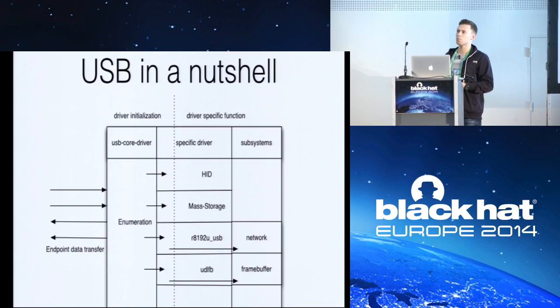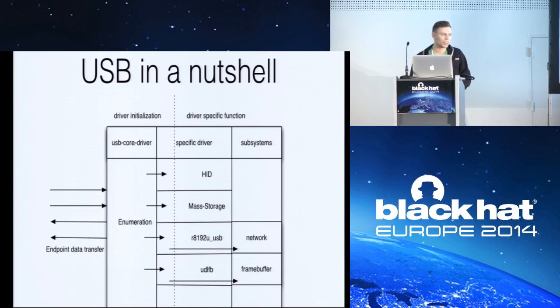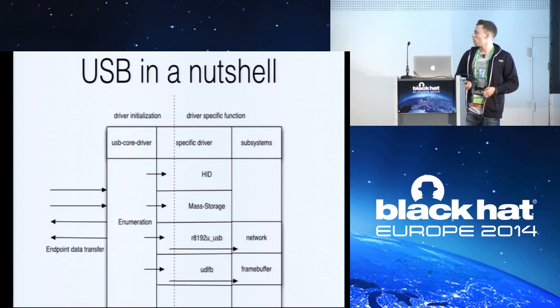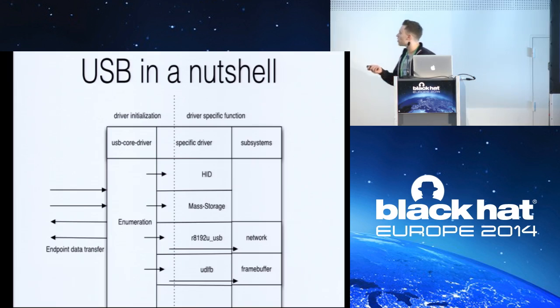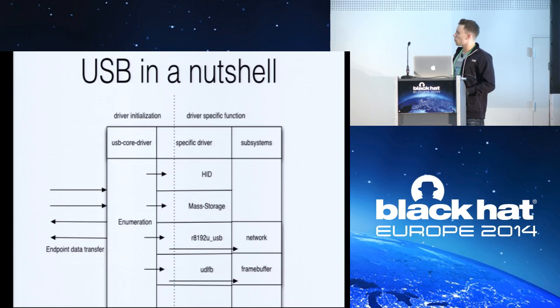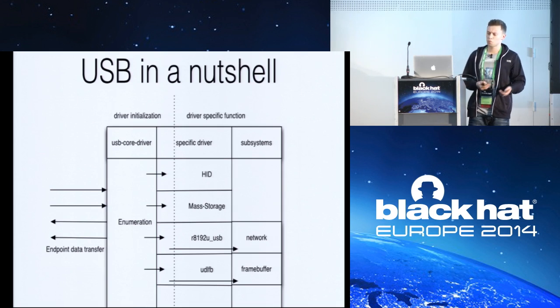And there is some information like the power consumption, the identification number of the vendor and product, and so on. Based on this information, the USB core driver selects the best fitting driver. And well, we got some of them. There are the HID driver for human interface devices like keyboards, mice and joysticks, and the mass storage driver for USB sticks. And of course, there are some vendor-specific drivers, for example, a Wi-Fi USB driver and udlfb, which is a driver for portable graphic cards connected by USB.